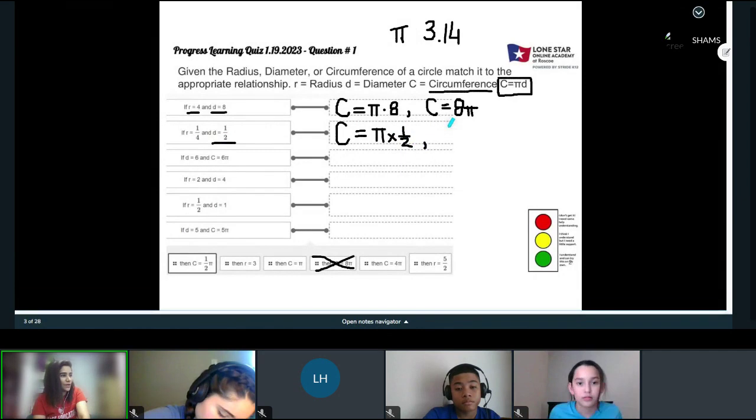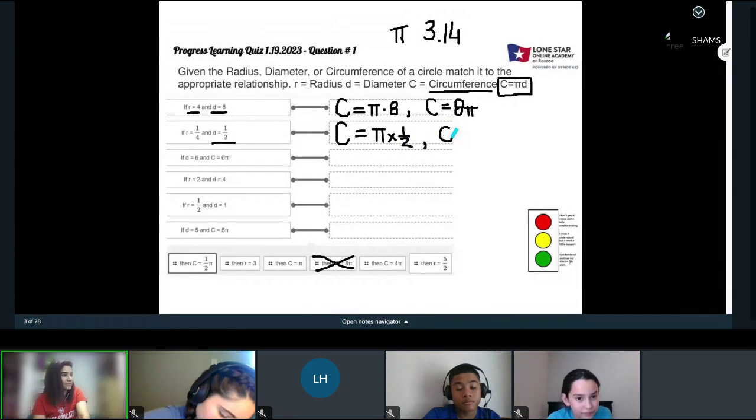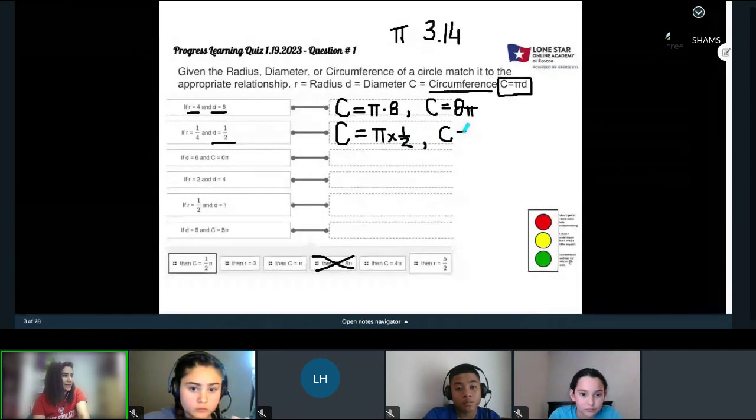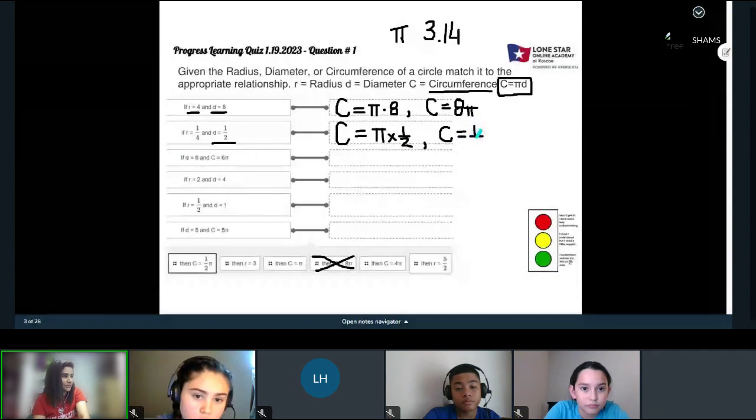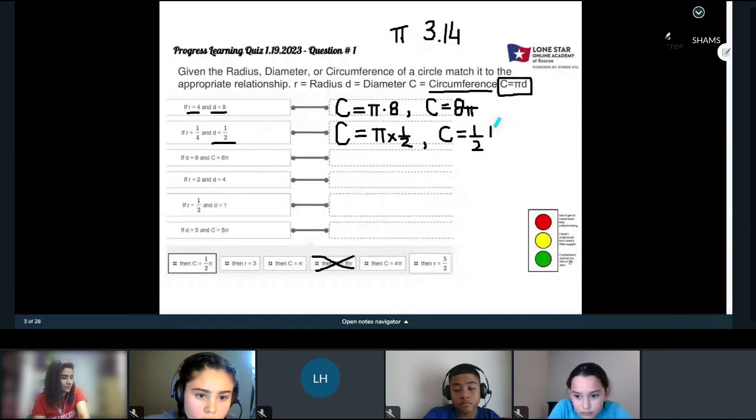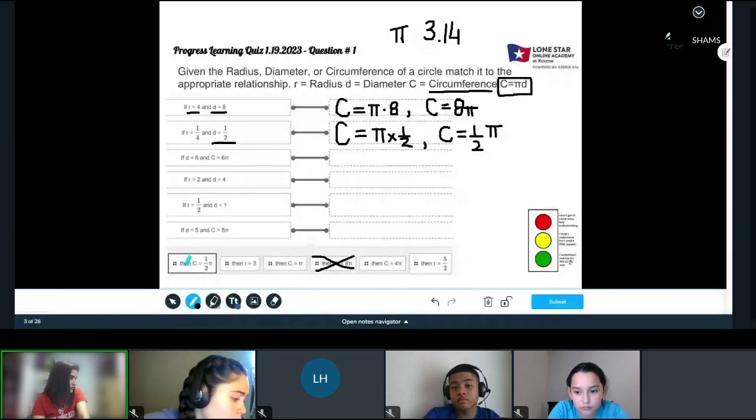Absolutely, Faith, you are right. When these are together, we are just multiplying. And a half times pi will give you a half pi. That is the circumference. So I will scratch off the first one.